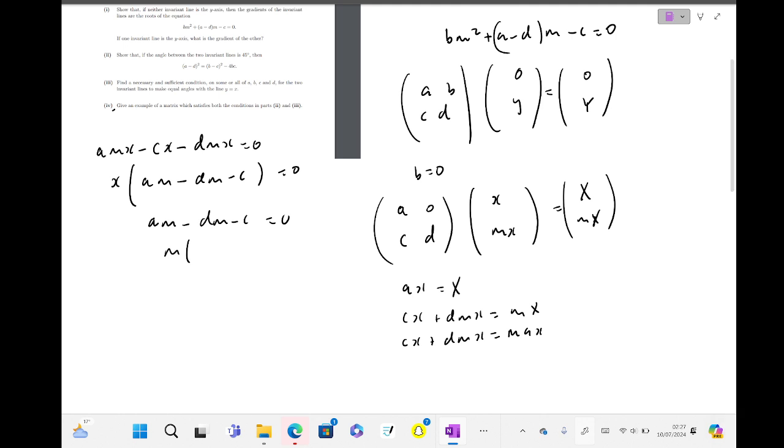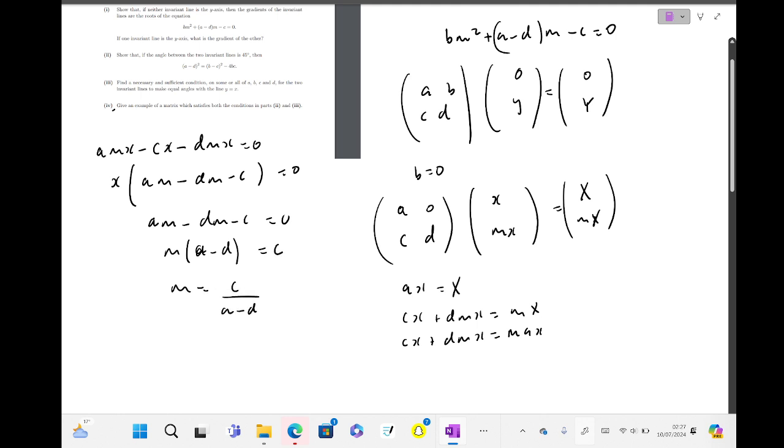I'm just making sure I've done everything right. Yeah, okay, cool. And we'll get a minus d equals c, and then m is equal to c over a minus d, which is, let me check if that is the correct answer. I think it is. Yes, that should be the right answer. Okay, wait, no, we've got it the other way around. Hold on one second. Unless I've done something wrong, which I don't think I have. a minus d over c.